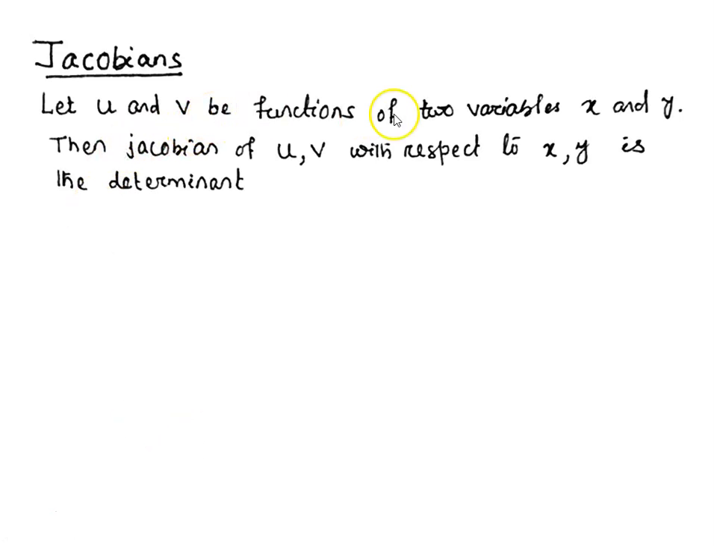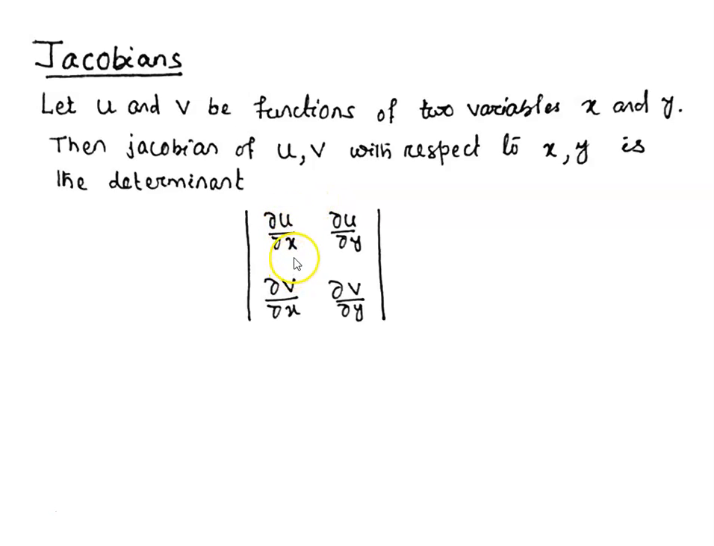Let u and v be functions of two variables x and y. Then the Jacobian of u, v with respect to x, y is the determinant ∂u/∂x, ∂u/∂y, ∂v/∂x, and ∂v/∂y. Here ∂u/∂x is the partial derivative of u with respect to x, ∂u/∂y is the partial derivative of u with respect to y. Similarly, ∂v/∂x is the partial derivative of v with respect to x, and ∂v/∂y is the partial derivative of v with respect to y.